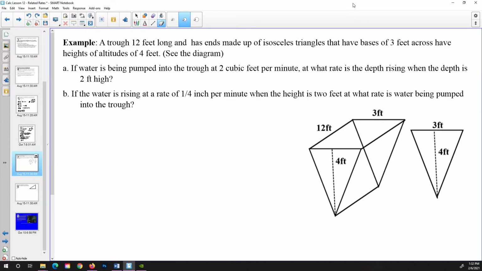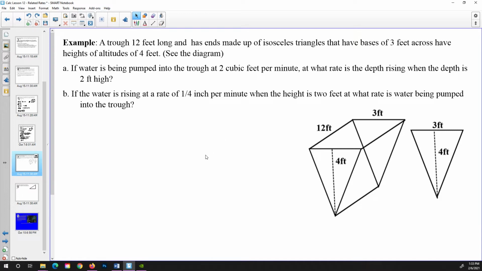For our next example, a trough 12 feet long has ends made up of isosceles triangles that have bases 3 feet across and have heights that are 4 feet. And we're going to look at this diagram: this is the trough, and then this right here will be the end of that trough. If water is being pumped into the trough at 2 cubic feet per minute, at what rate is the depth rising when the depth is 2 feet high?